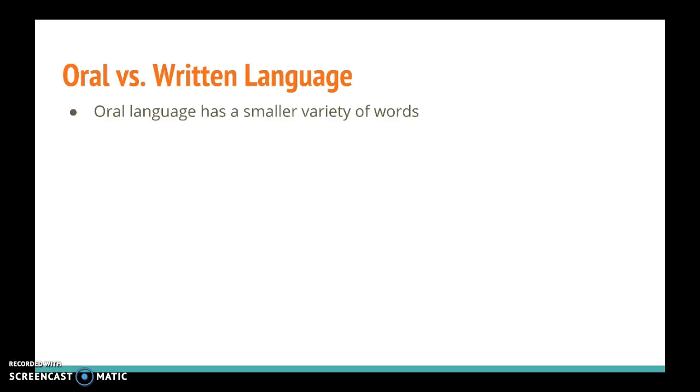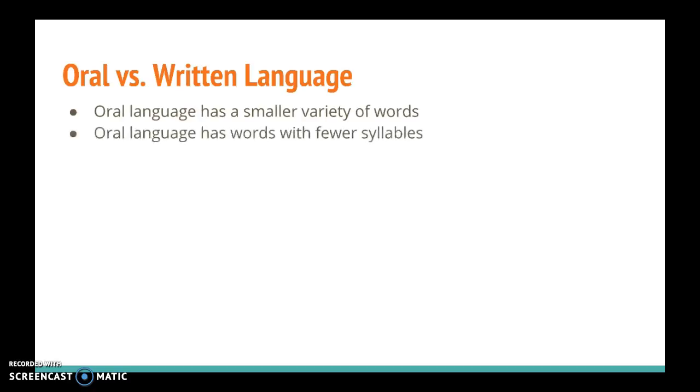First, oral language has a smaller variety of words. And this is mainly because we don't have dictionaries in our heads. So we use words that we are familiar with more frequently because we can't just pull up random words and find synonyms as easily. We use a smaller variety of words when we are speaking because it's so spontaneous. When we're writing, we have more time to think about what we're saying, so we use a wider variety of words, whereas when we're talking, it's all very much off the cuff. We also use a smaller variety of words because it helps our audience to better understand us.